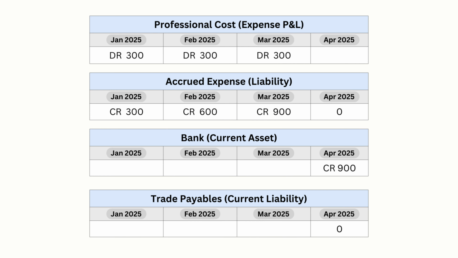This example demonstrates the accruals principle. Expenses are recognized when they are incurred, not when they are paid. The profit and loss reflects the correct monthly cost. The balance sheet shows what is owed at each point in time, and the cash flow statement reflects only actual cash payments.